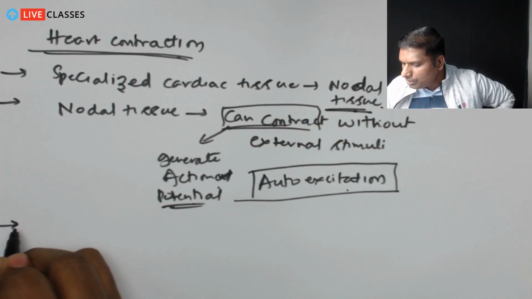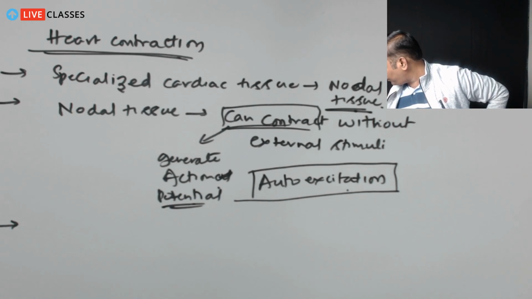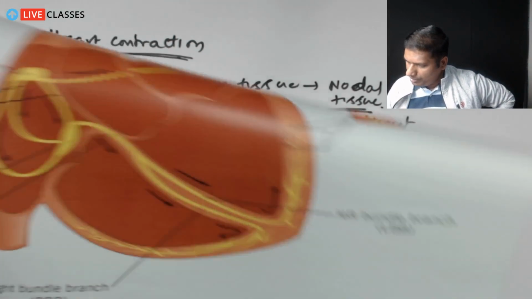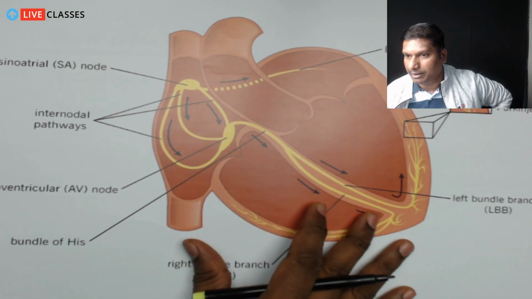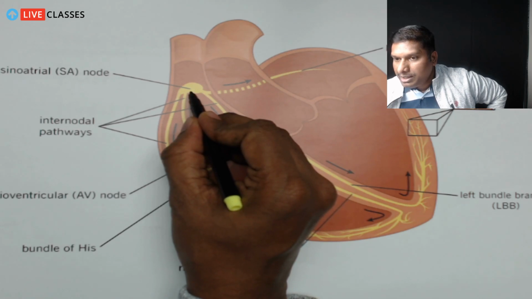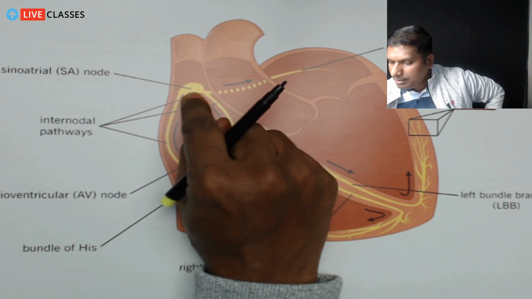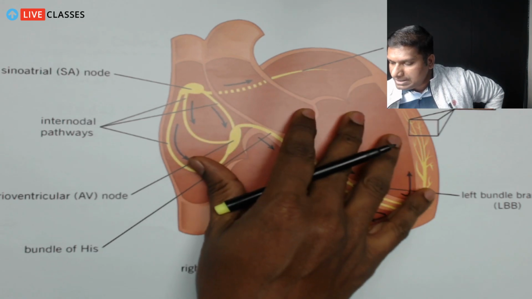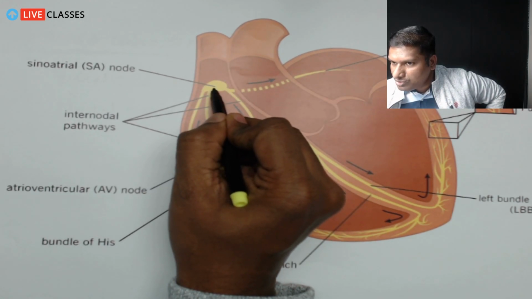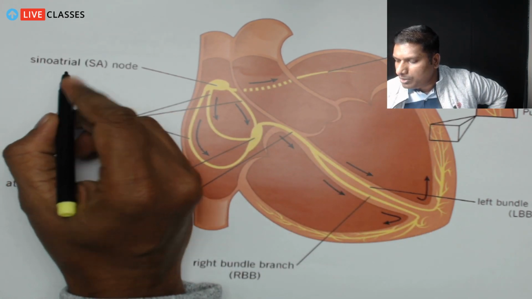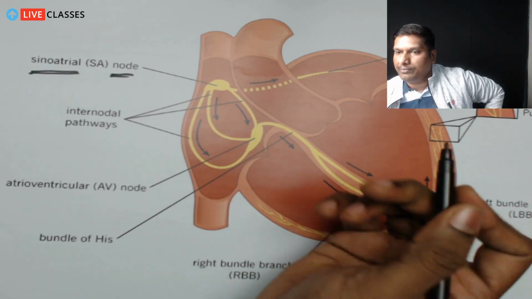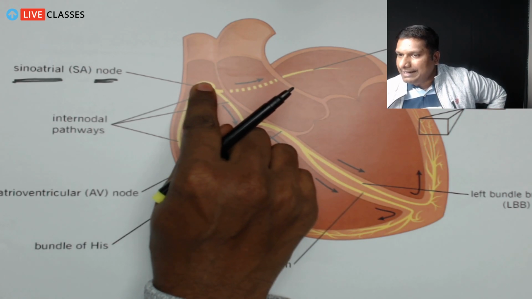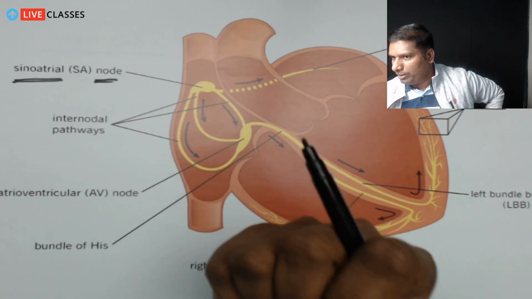This nodal tissue is mainly concentrated in two parts of the heart. In the upper part of your right atrium, you see a patch of the nodal tissue, and this patch is what we call the sinoatrial node. This patch can get excited without any stimulus. This is auto excitable.